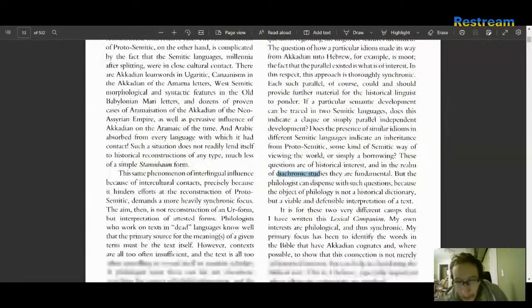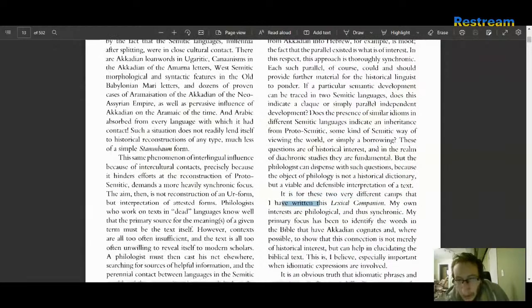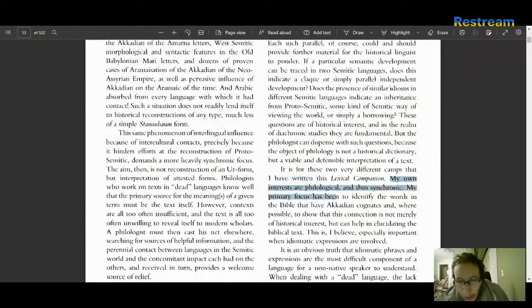But the philologist can dispense with such questions because the object of philology is not a historical dictionary, but a viable and defensible interpretation of a text. So he says it is for these two very different camps that he wrote this book. His own interests are philological.